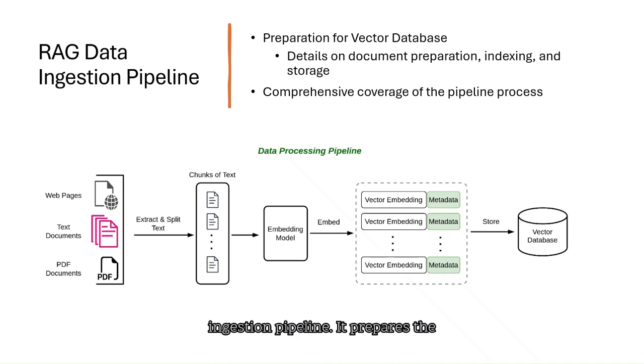Onto the data ingestion pipeline, it prepares the document preparation, then the indexing is done, and then it stores the information. For the data processing pipeline, the content is retrieved from web pages, text documents, and PDF documents, extracted and split into multiple chunks of text, which then go to the embedding models, and then with the vector embedding and the metadata, it's stored onto the vector database itself.